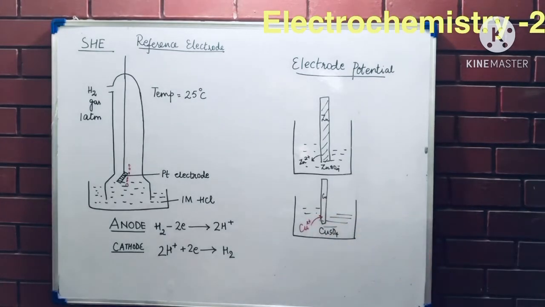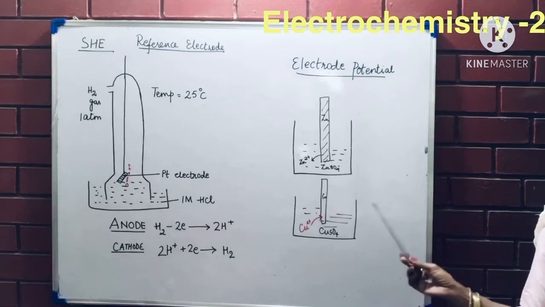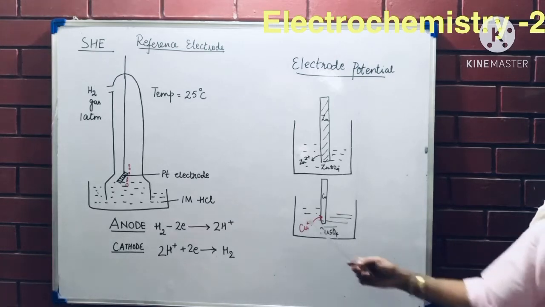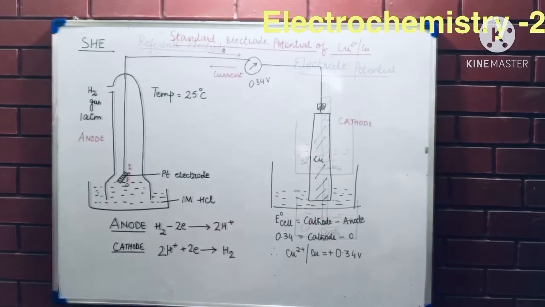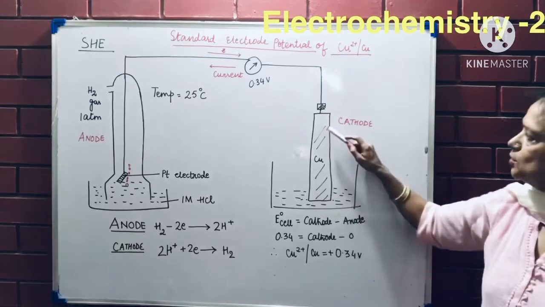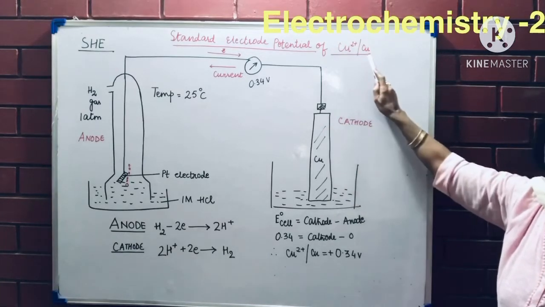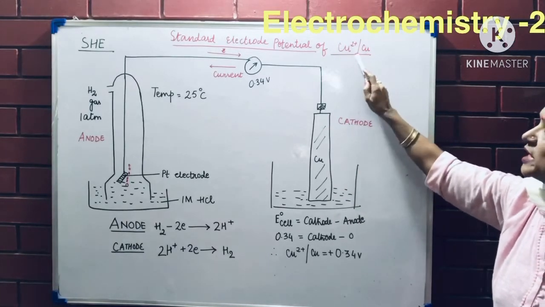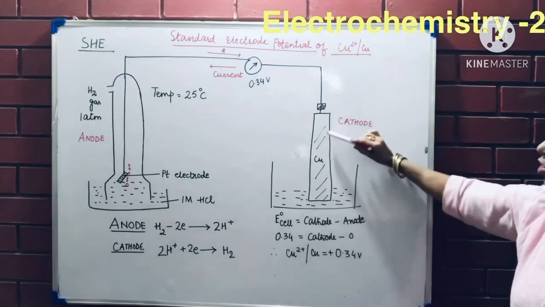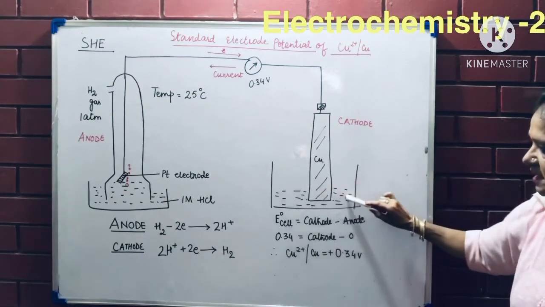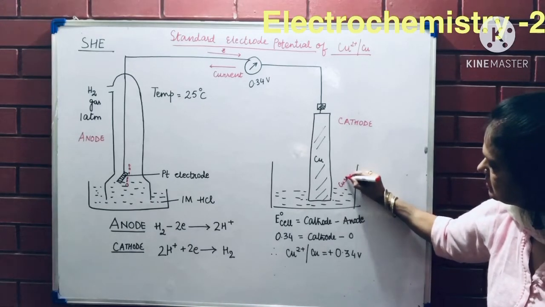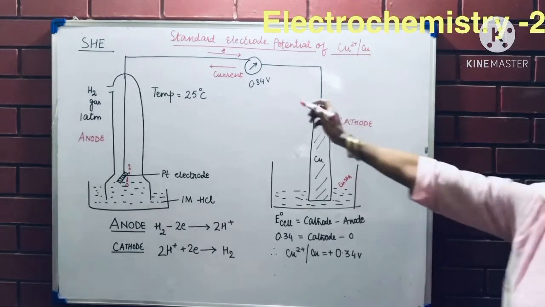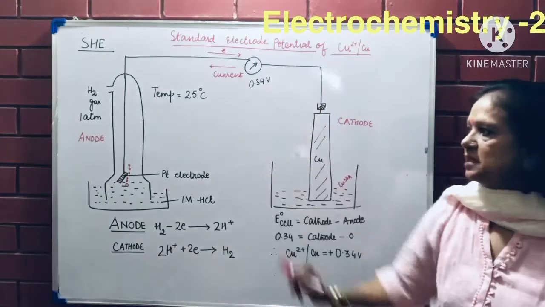Whenever we want to find out the electrode potential of something, we are going to connect it with this standard hydrogen electrode. Supposing we want to find out the value of copper 2 plus to copper. What is the electrode potential of copper? So a copper rod is immersed in copper sulfate solution, and it is connected to a reference electrode.